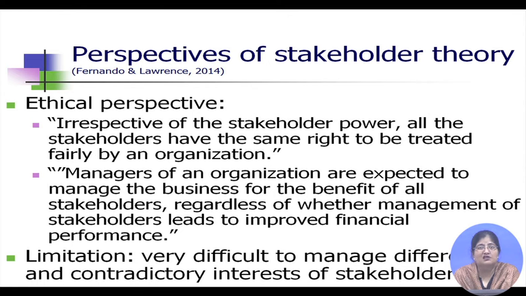Managers of an organization are expected to manage the business for the benefit of all stakeholders, regardless of whether management of stakeholders leads to improved financial performance. So everybody who is getting affected should be taken care of. That is what the ethical perspective states. The limitation is it becomes very difficult to manage different and contradictory interests of stakeholders. If you really start looking after everybody, maybe your profits can get affected, and we'll have a more detailed discussion on balancing the financial and social performance of organizations at a later stage. We'll have that in this course.